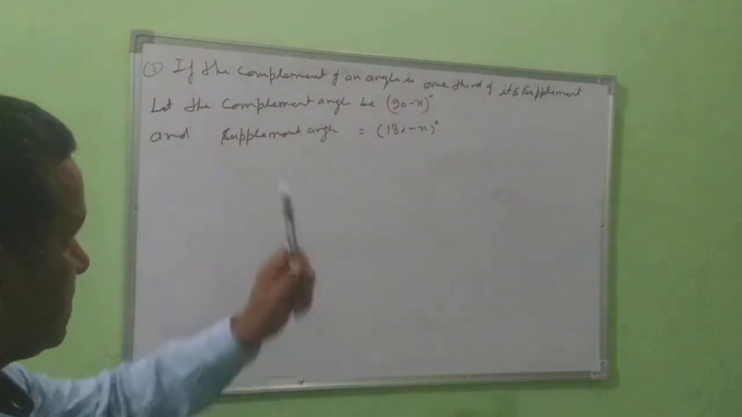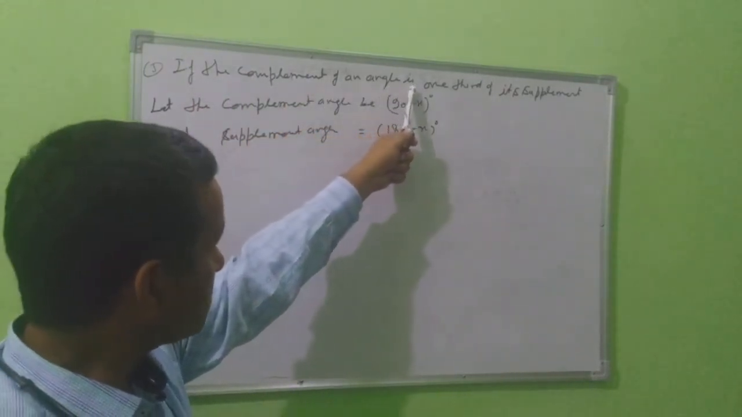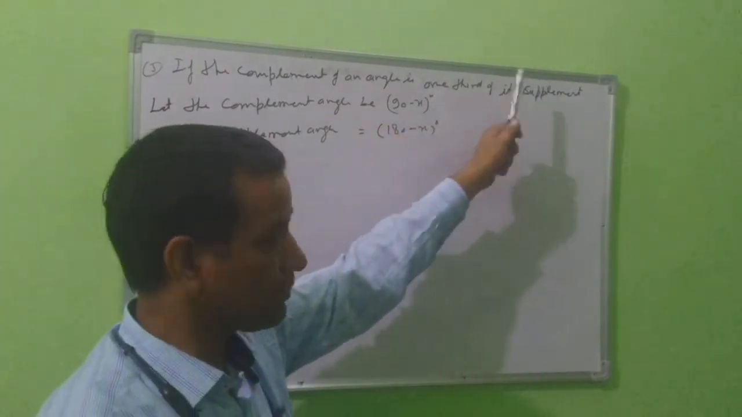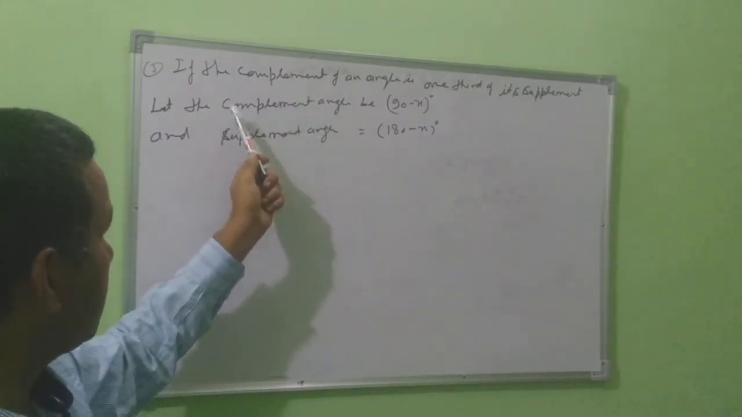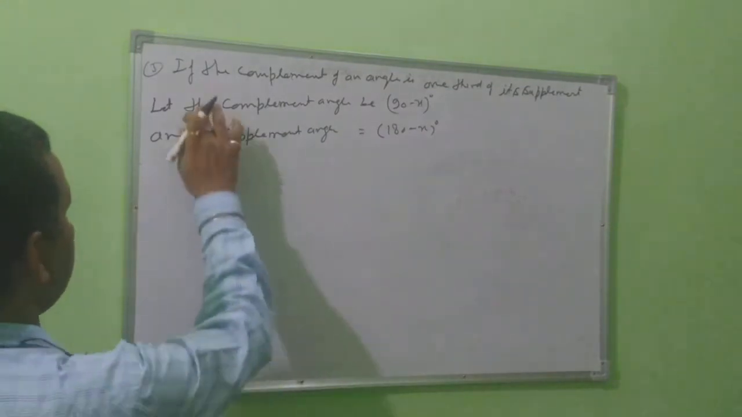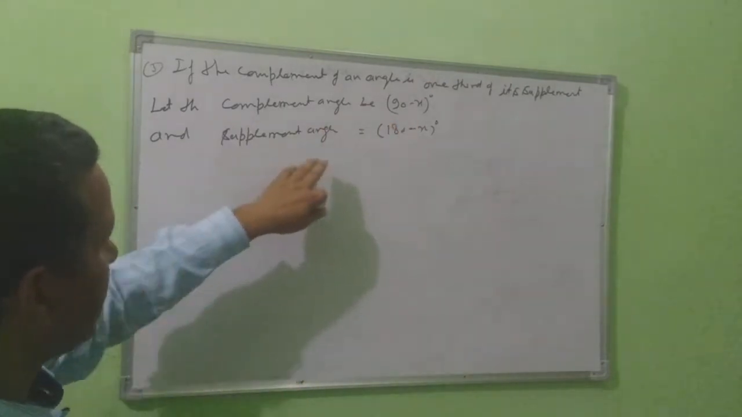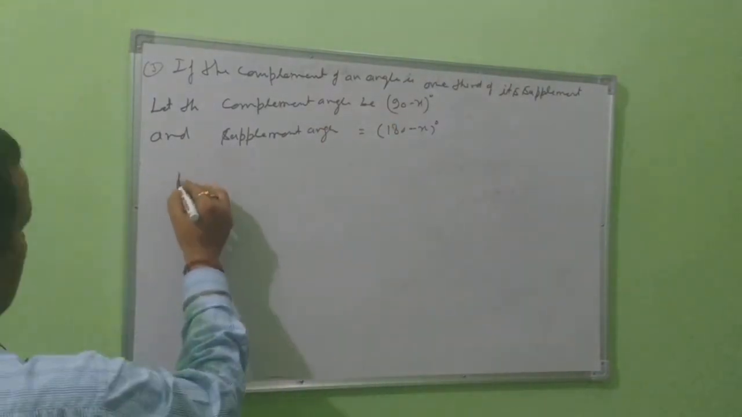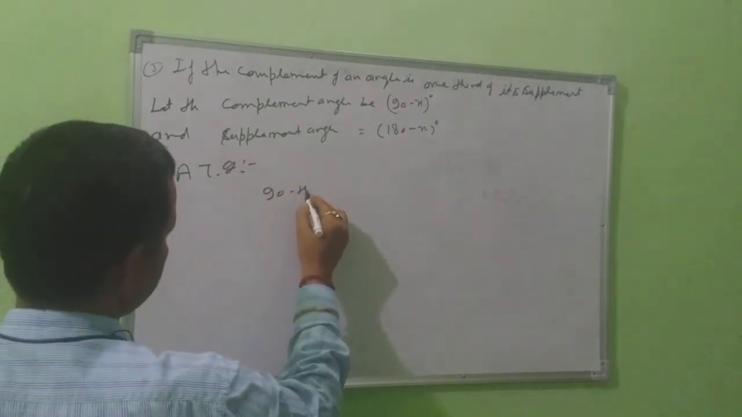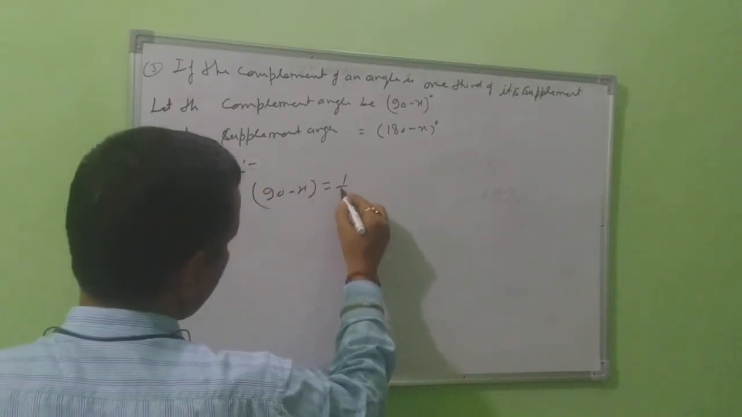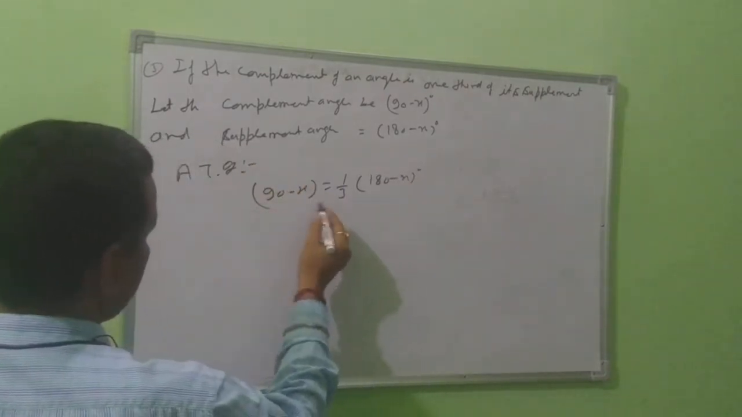According to what is given here, the complement of an angle is 1/3 of the supplement. So first of all, let the complement angle be 90 minus x and the supplement angle equal 180 minus x. According to the question, the complement angle equals 1/3 of the supplement angle. This condition is given here. Now cross multiply here.